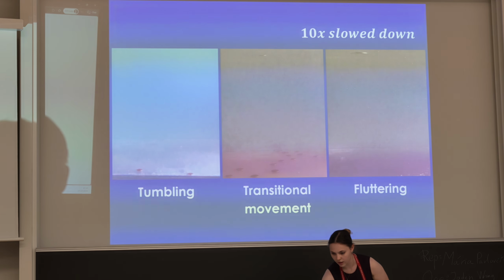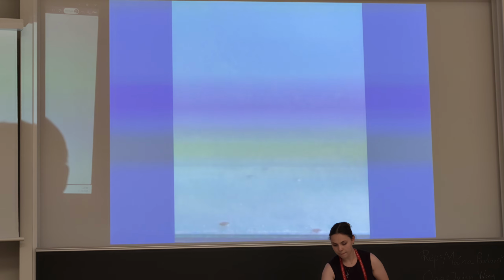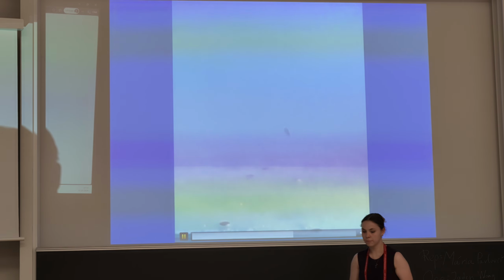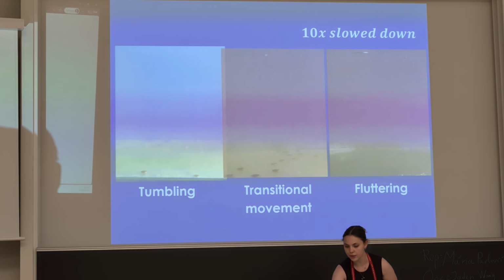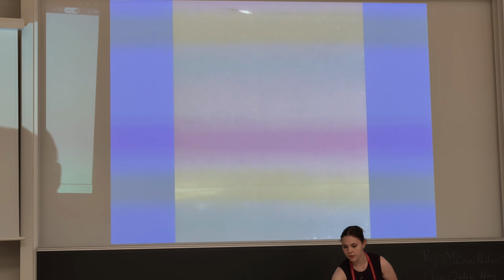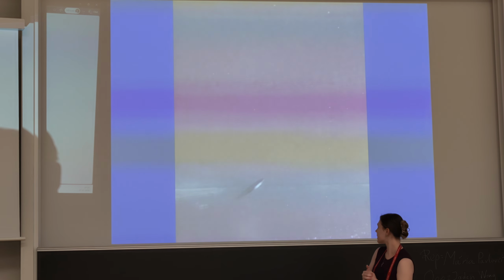First of all, let's start with the tumbling. You can see that the coin falls and it turns around, falls again, and moves and tumbles to the bottom of the tank. Next, we can look at the fluttering. Here we have a large disc and it moves from side to side. These videos are slowed down 10 times and we used 1000 FPS.